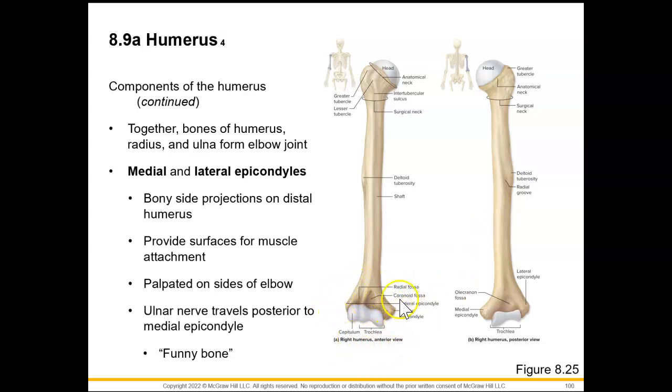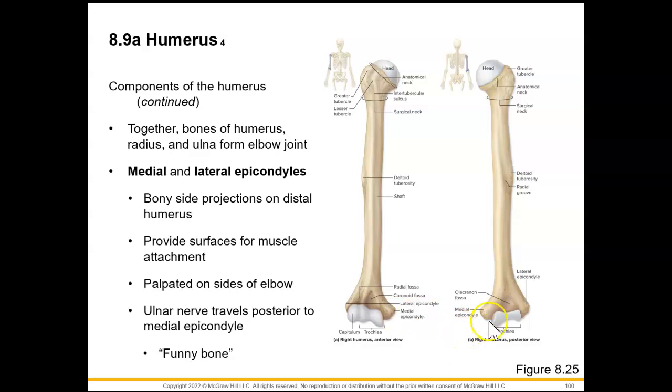On this distal portion of the humerus, we have our medial and lateral epicondyles. These are bony side projections on this distal humerus, and it's going to provide a surface for muscle attachment. And you could palpate this on your elbow yourself.